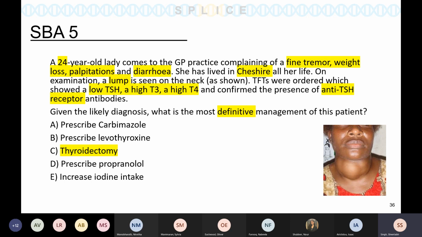So you're given the likely diagnosis, which is Graves. What is the most definitive management? Most definitive means your invasive stuff, get surgery involved, basically knock it out from the source. And that would be a thyroidectomy in this case. Okay, great. Can we go on to the next slide?